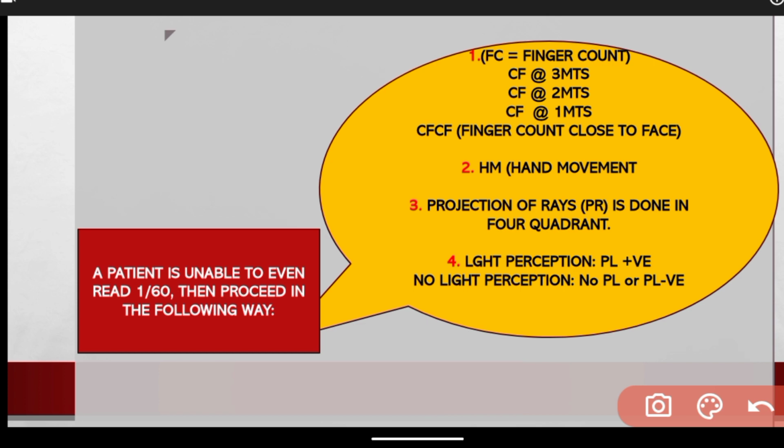There are these four procedures which we need to follow, from 1 to 4, in this way. Okay, so first we need to follow finger counting, then number 2 is hand movement, number 3 is projection of rays, also called PR, and then light perception, clinically called PL.